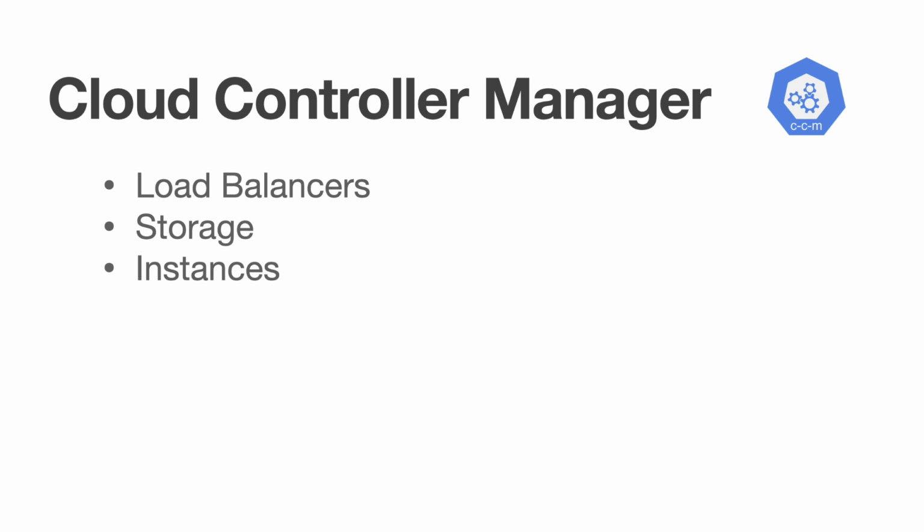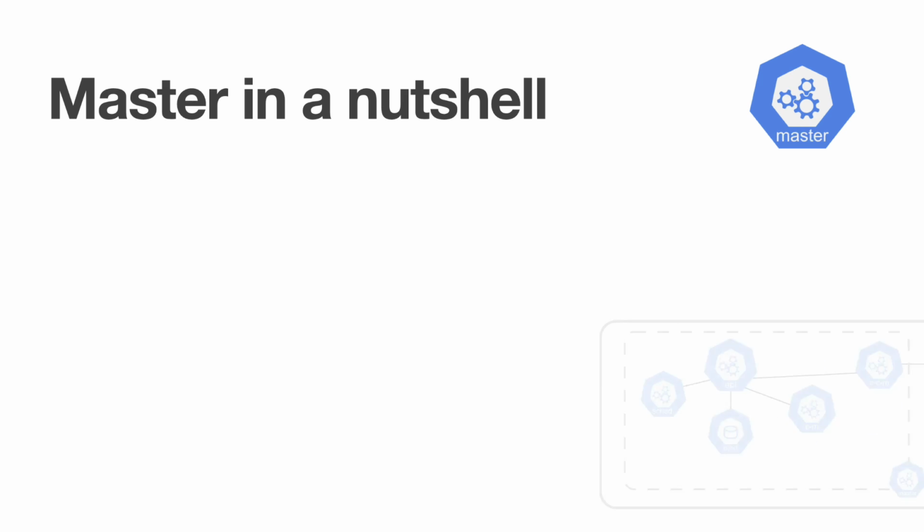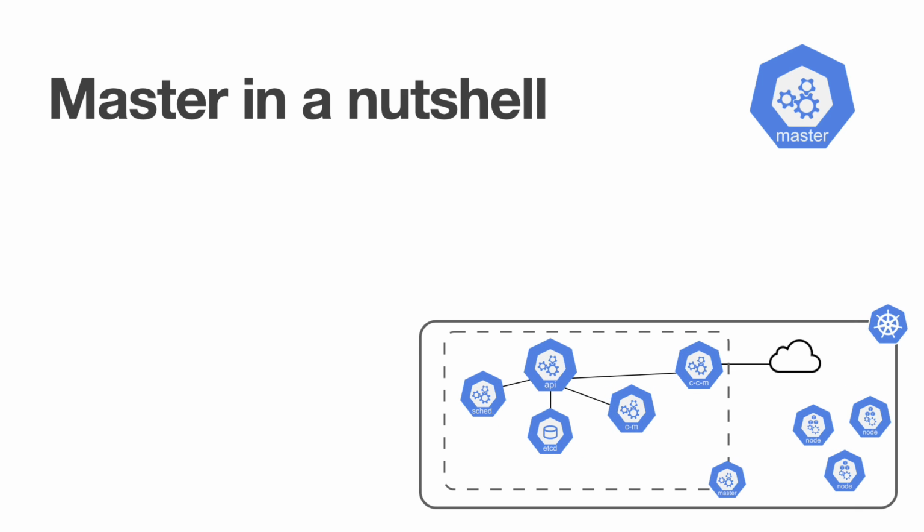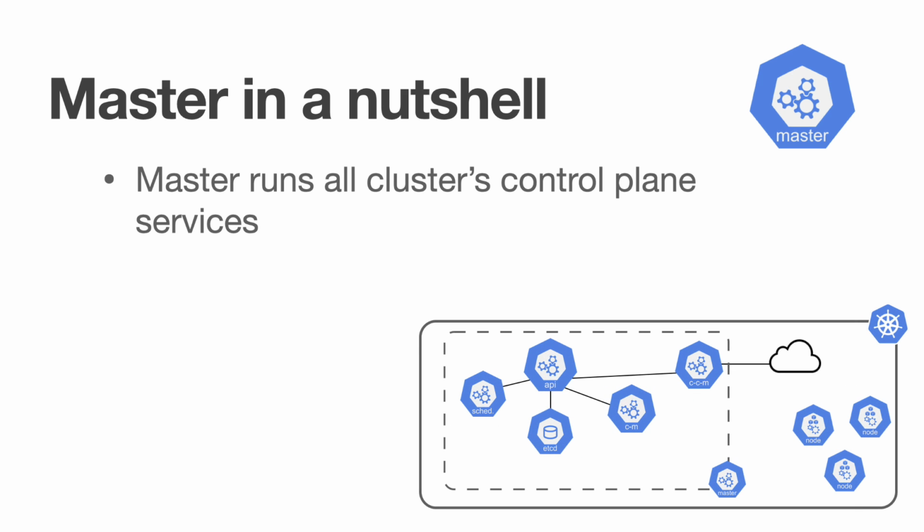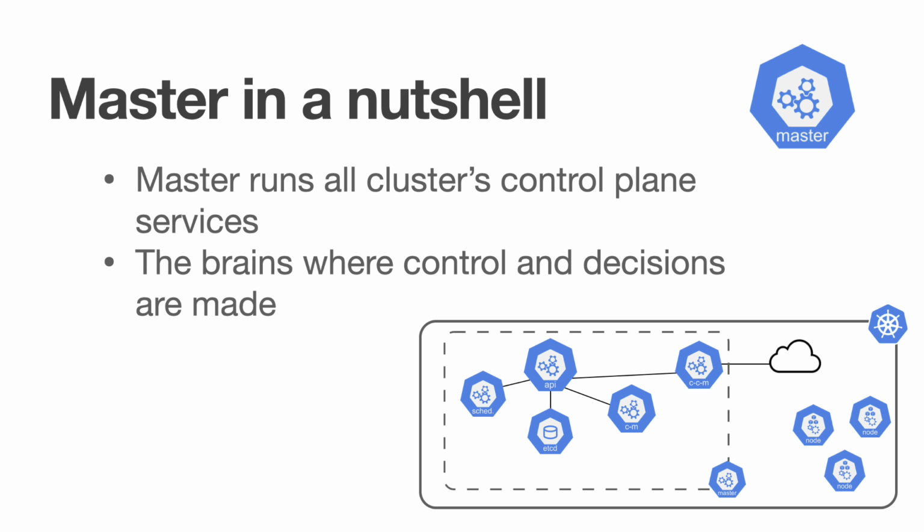So these are VMs. And to be honest, these are all of the components for the master node that make up the control plane. So the master, in a nutshell, runs all the cluster's control plane services. And as I said before, it's the brains where control and decisions are made. And there we go. You now know about the control plane and master node. Next, let's go ahead and learn about the worker nodes.